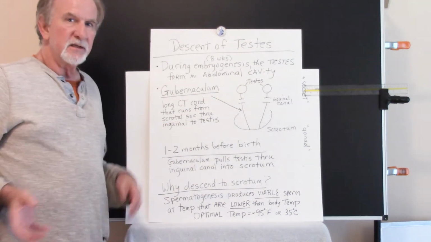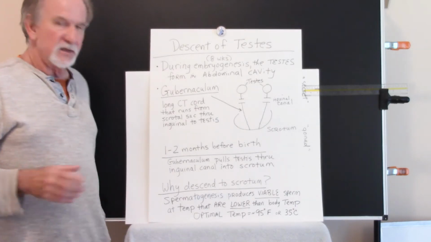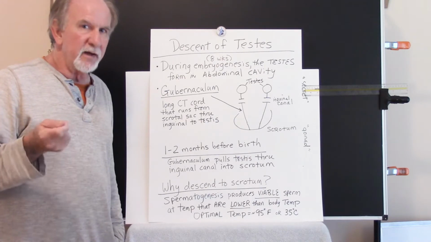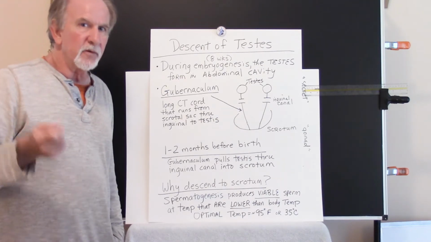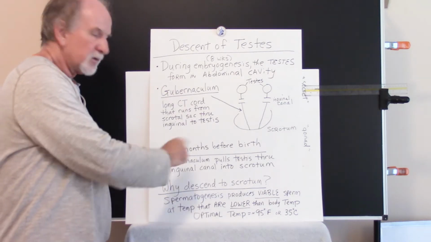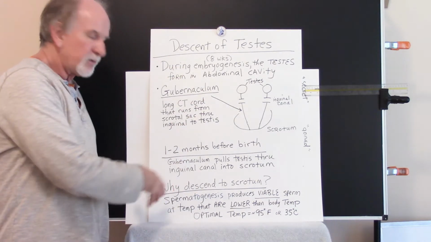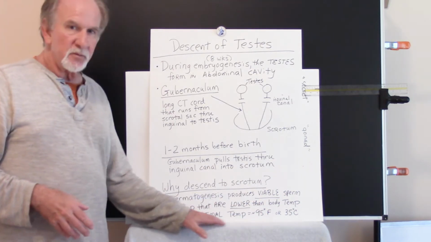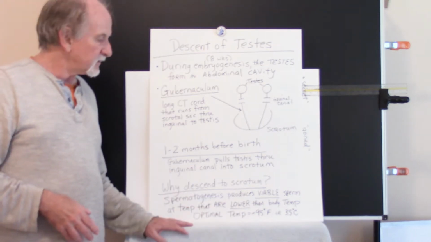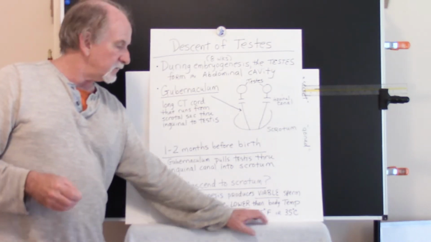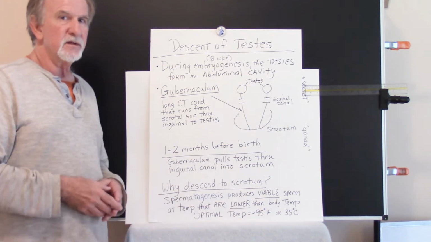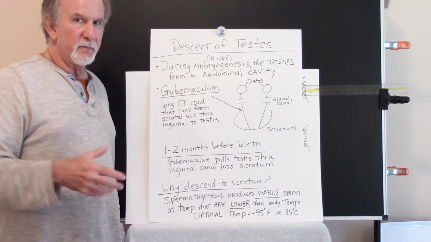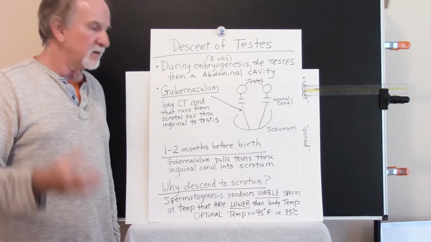The reason the testes descend into the scrotum is because spermatogenesis produces viable sperm. And by viable, I mean capable of fertilizing an egg. Spermatogenesis produces viable sperm at temperatures that are somewhat lower than body temperature. So the optimal temperature for spermatogenesis is around 95 degrees Fahrenheit, which would be 35 degrees Celsius. And that's several degrees lower than a normal body temperature of 98.6 or 37 degrees Celsius.